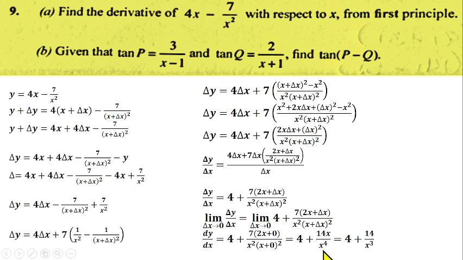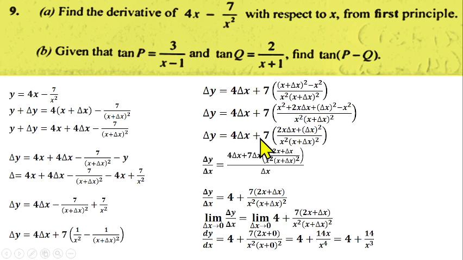Then s can take care of one of the s here, so we have 4 plus 14 over s raised to power 3. So when you differentiate this using first principle, you get 4 plus 14 over s raised to power 3. Even if you differentiate it using the differentiation rule, you will still get the same answer.